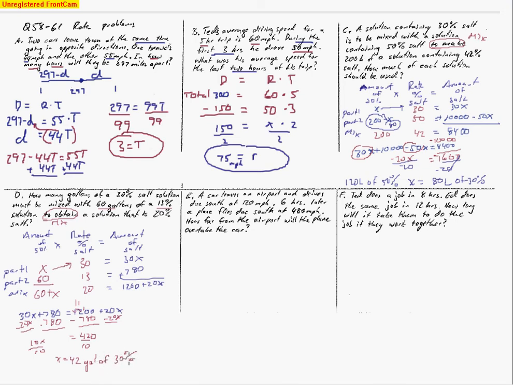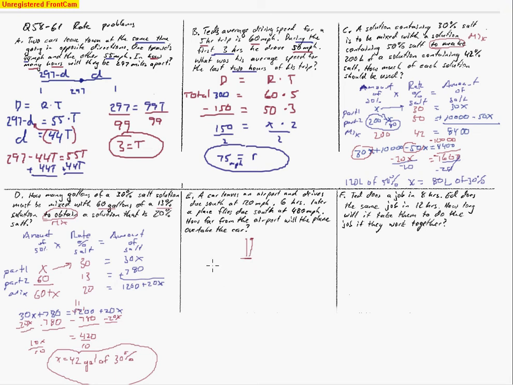That's why the chart's kind of nice. 42 gallons of a 30% is what we needed there. Well, looking at the next problem here, it talks about a car leaves an airport, drives due south at 120 miles an hour. So it's going south at 120 miles an hour. 6 hours later, a plane takes off, flies the same direction, and eventually catches up to the car.